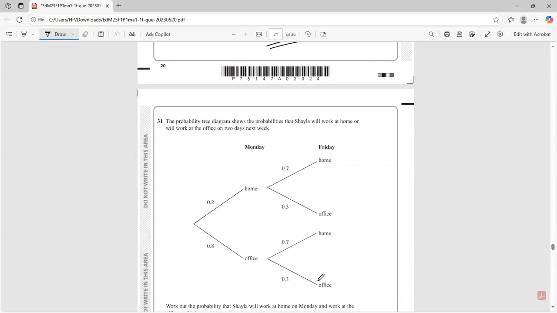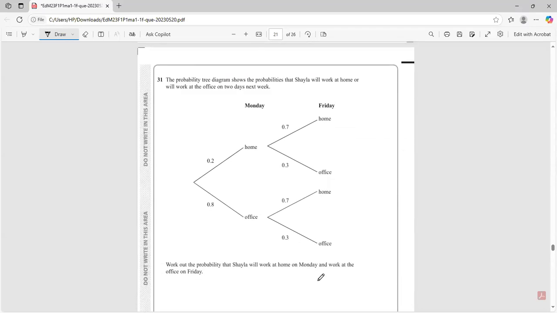Finally. Can't wait to do this last question. The probability tree diagram shows the probabilities that Sheila will work at home or will work at the office on 2 days next week. Sheila is pretty lucky, having only 2 days to work at the office. So what does it say? Home, office, home, office, home, office. Monday and Friday.